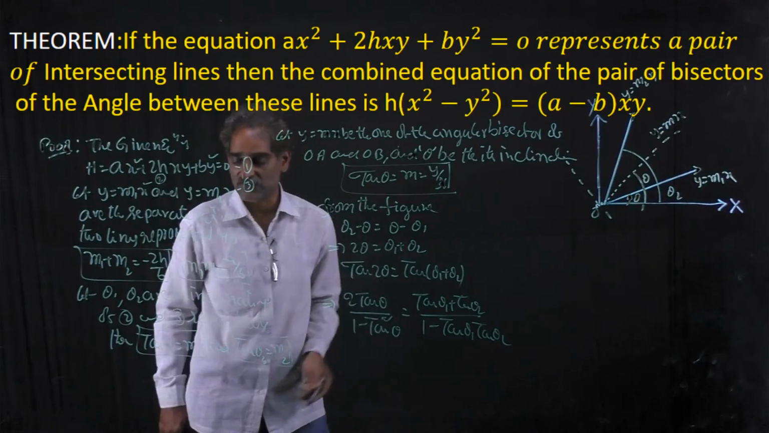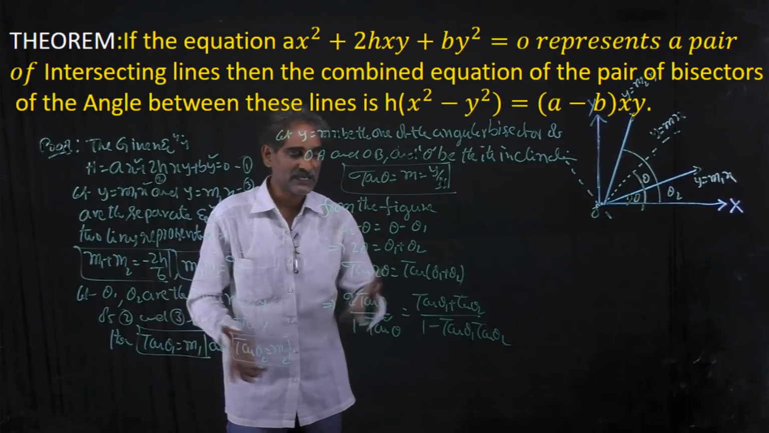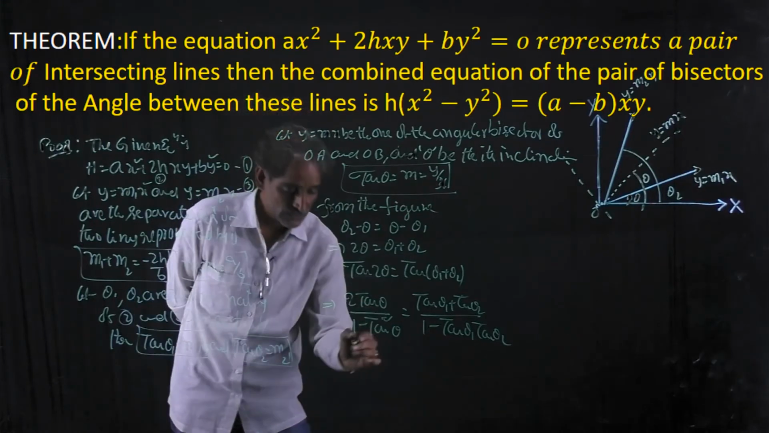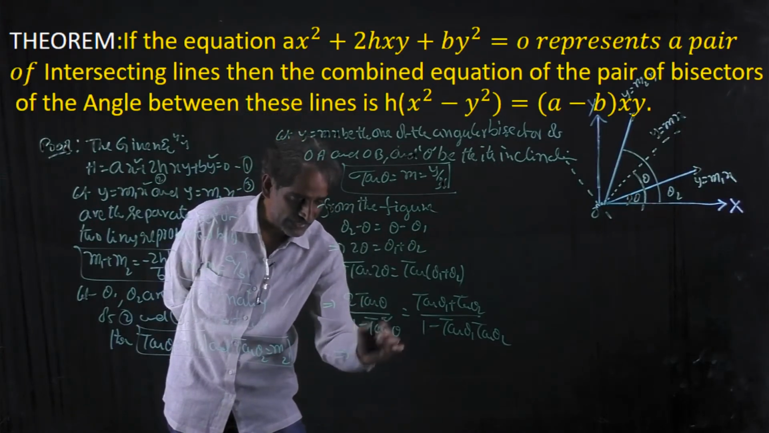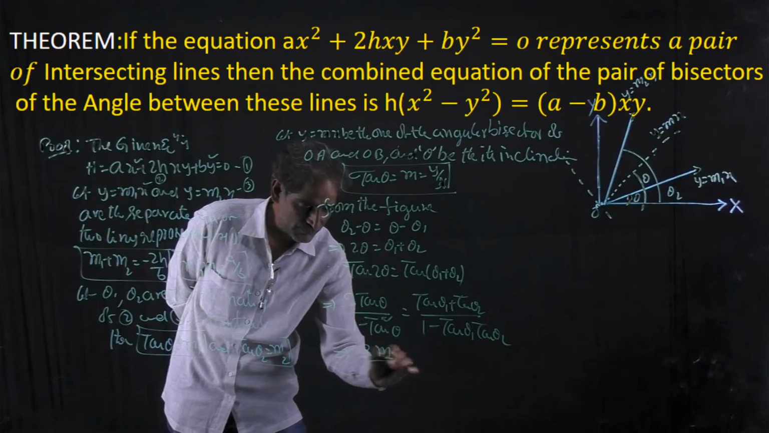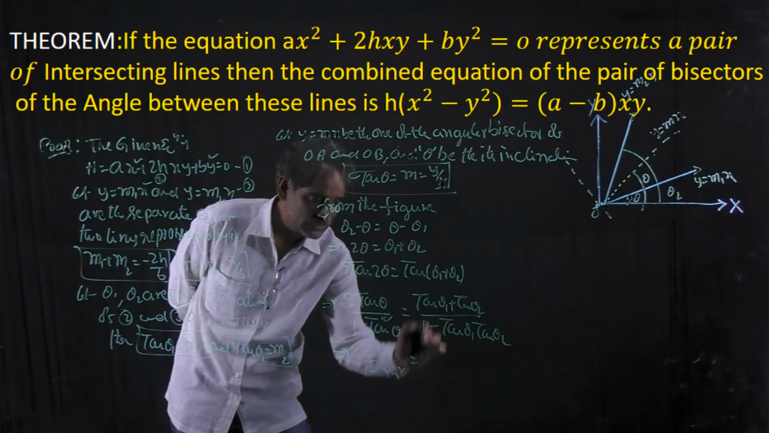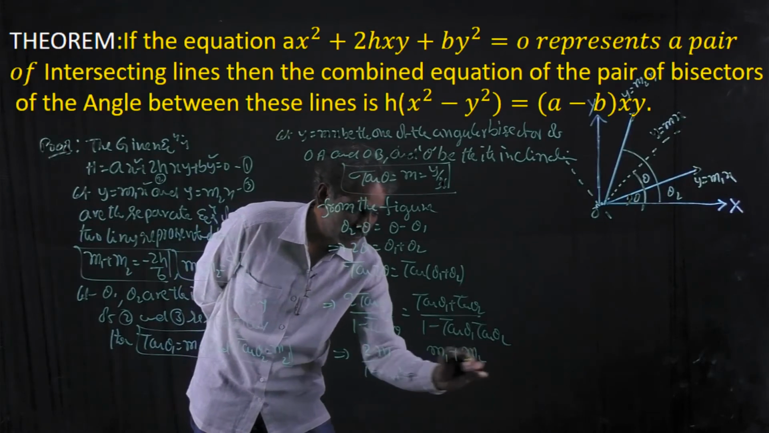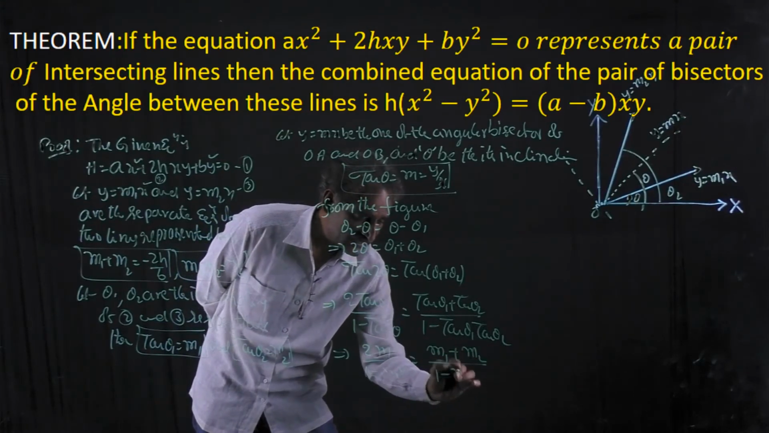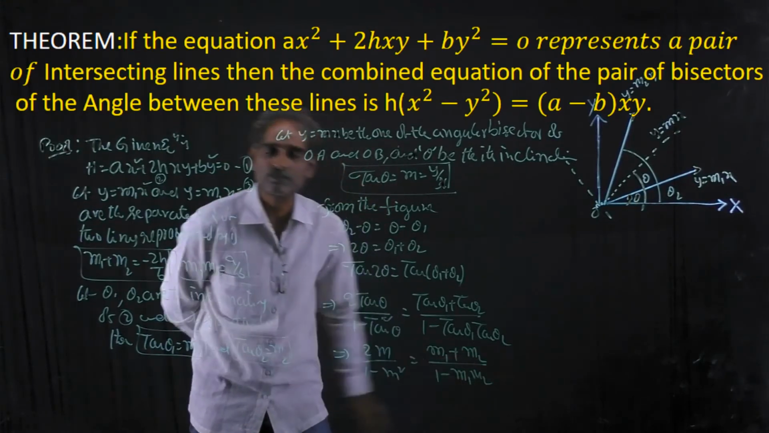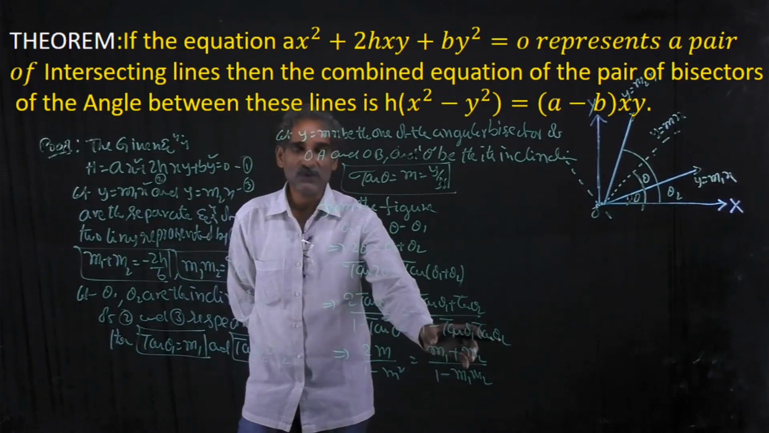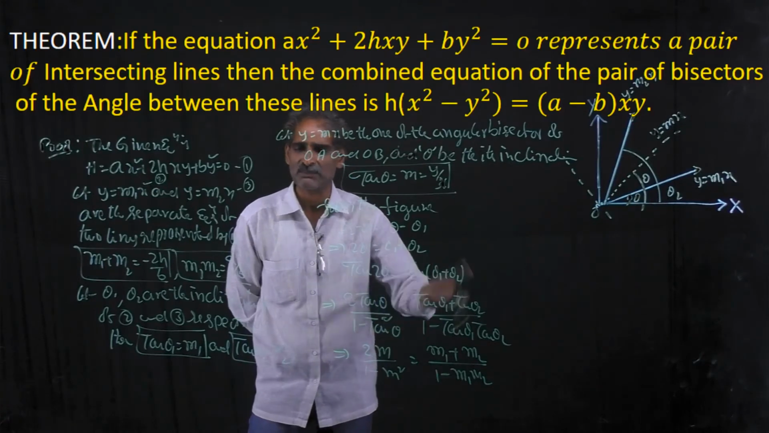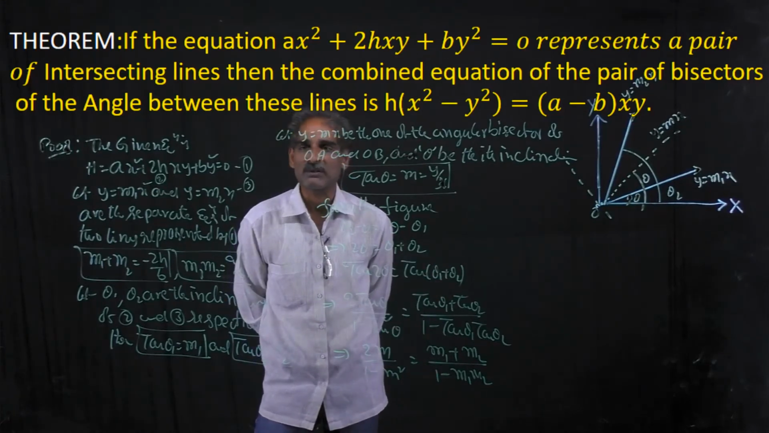Write down the values of tan theta. Tan theta equal to m, that is equal to y by x. So this is equal to 2m by 1 minus m square, that is equal to, tan theta 1 equal to m1, tan theta 2 equal to m2, so m1 plus m2 by 1 minus m1 m2. You know the value of m1 plus m2 is minus 2h by b, m1 m2 equal to a by b, m is equal to y by x. Just replace m1, m2, m.